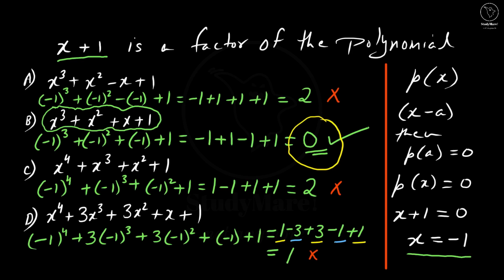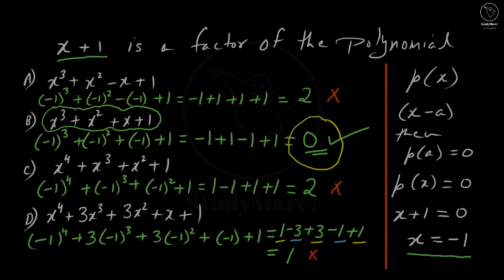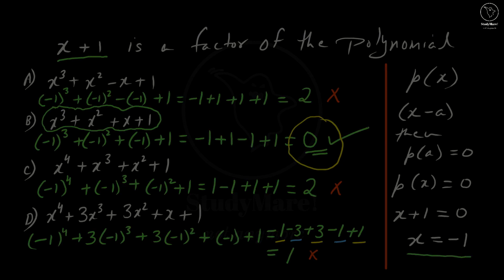So see, this is how you do such type of questions. If it is given that a particular linear polynomial is a factor, that means it should be equal to 0. Just equate it to 0, find the value of x, put it in the polynomial and check whether you are getting it as 0 or not. If you are getting it as 0, that means it is the factor. If not, it is not the factor.